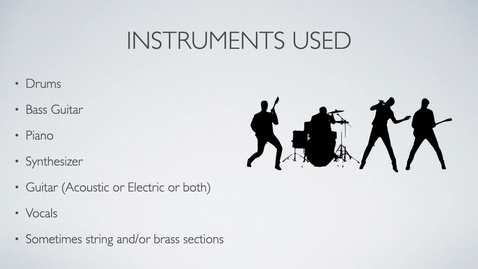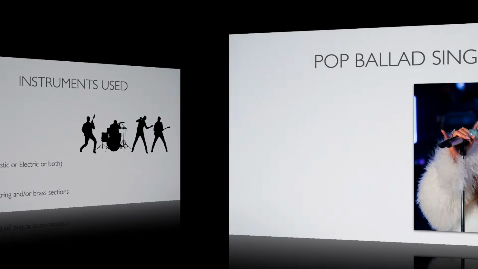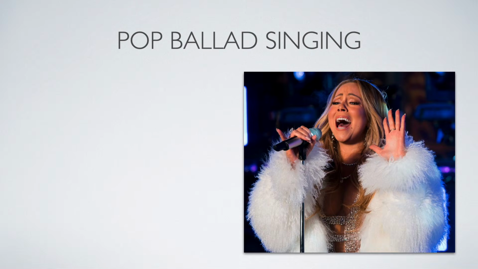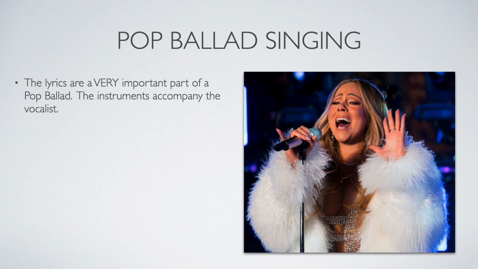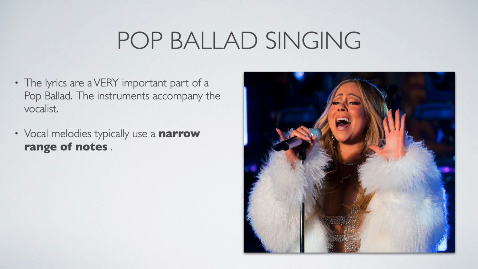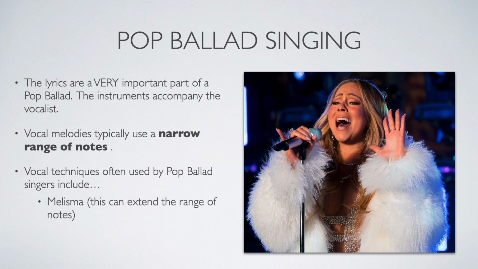So because the lyrics play such an important part of a pop ballad, let's have a look at some of the singing styles that are most likely to be used. So as already said, the lyrics are very, very important. They help tell the story of the song. The melody used within a pop ballad will usually use a narrow range of notes, just like the other types of pop music that we've already looked at, and some of the vocal techniques will include things like melisma, and the use of melisma will often extend the range of notes used within the melody, falsetto, and glissando. And like I've already mentioned, there is another video already on the channel which will show you what these techniques sound like, so make sure you go and watch that if you haven't already.